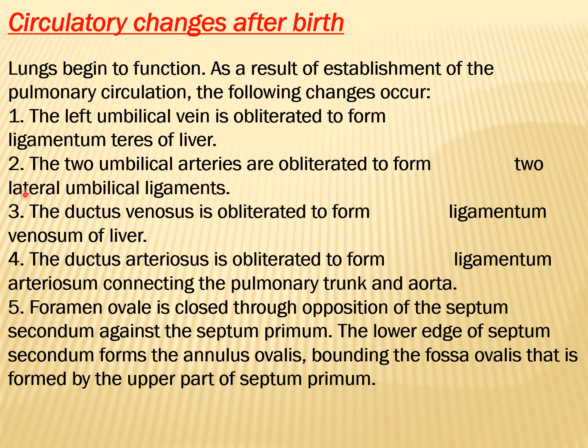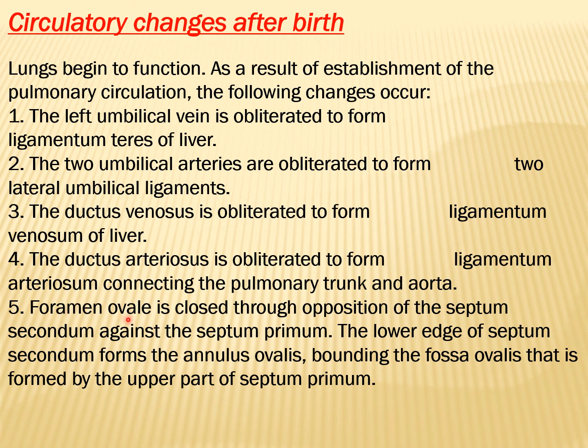Some authors name this ligament the medial umbilical ligament, but the correct name is lateral. Anyway, medial or lateral, no problem. You must mention that the two umbilical arteries are obliterated to form two umbilical ligaments, mostly named lateral umbilical ligament. The ductus venosus is obliterated to form the ligamentum venosum of the liver. The ductus arteriosus is obliterated to form the ligamentum arteriosum connecting the pulmonary trunk and the aorta.